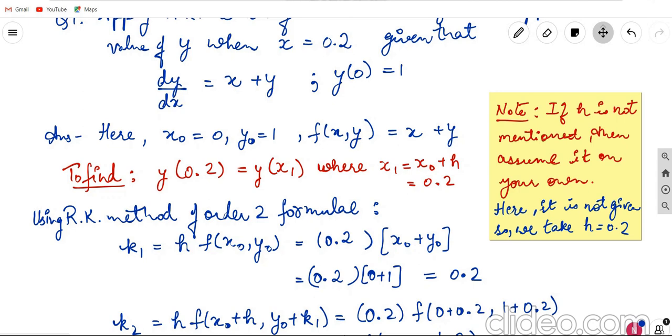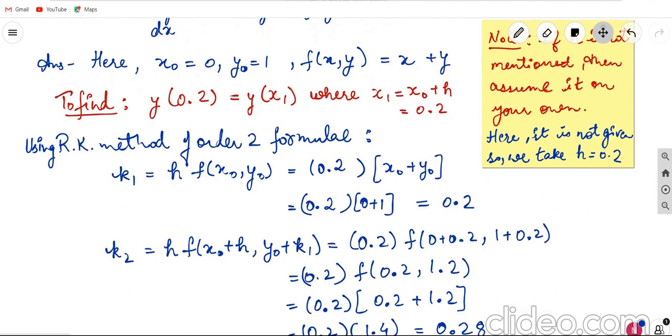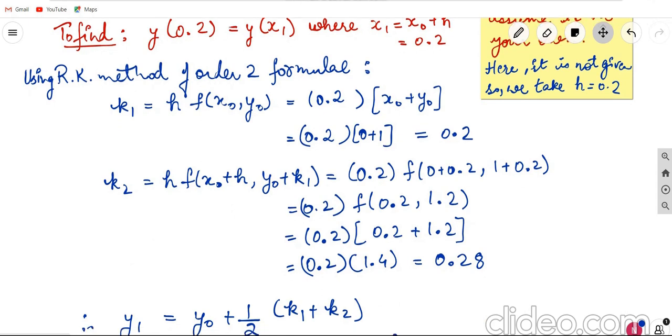So using the above formula that we have just seen, k1 is equal to h times f of x naught, y naught. x naught is 0, y naught is 1. So I just have to put the values in the f of x, y, that is x plus y. So I get here 0.2 multiplied by 0 plus 1, that is equal to 0.2. So that means my k1 is coming out to be 0.2. Next, k2 is h times f of x naught plus h, y naught plus k1.